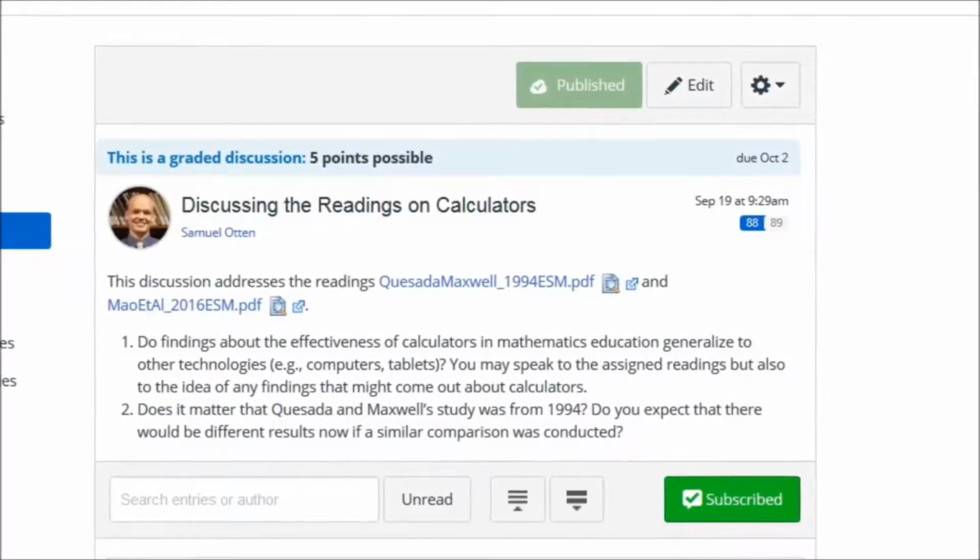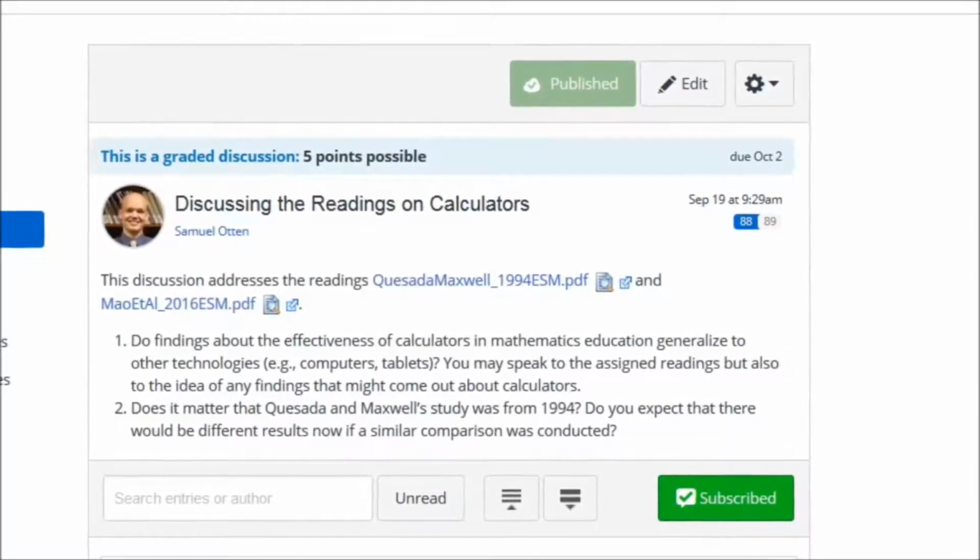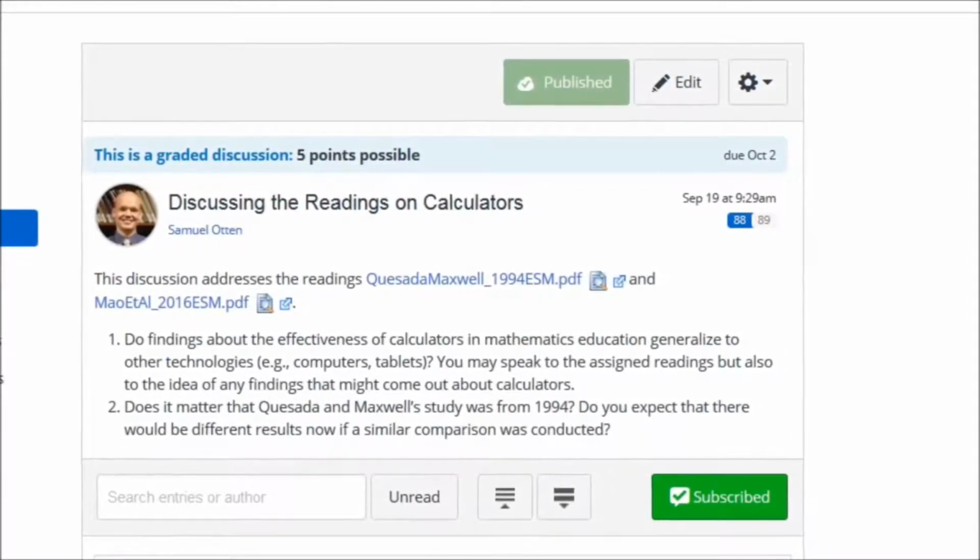We wanted to share something that Emily had written on the discussion board because we thought this captured some of the ideas that people were going back and forth about.